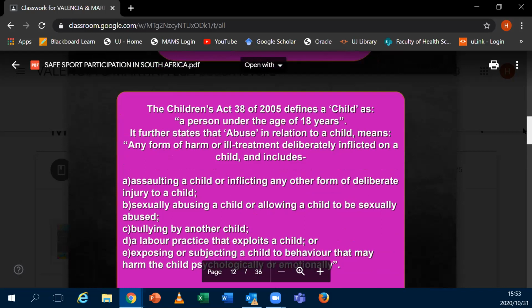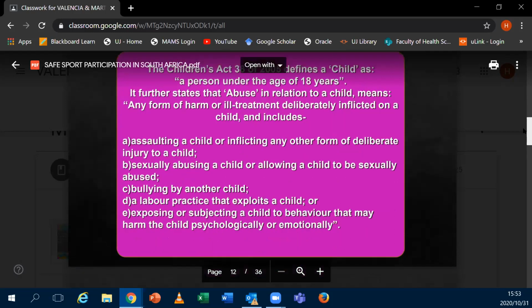Okay. So the Children's Act goes into quite a bit of detail in terms of abuse and what it means in relation to a child, and the different types of abuse that can be inflicted. So it's assault, sexual abuse, bullying, which is a big one, exploiting children for unfair labor practices, and exposing children to behavior that could harm them either psychologically or emotionally.